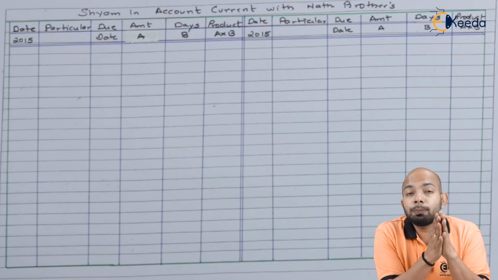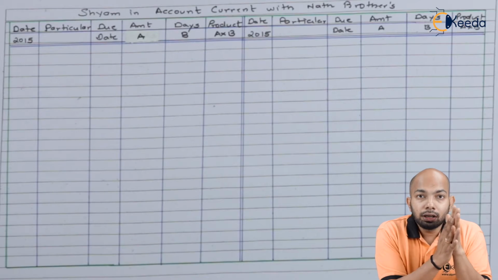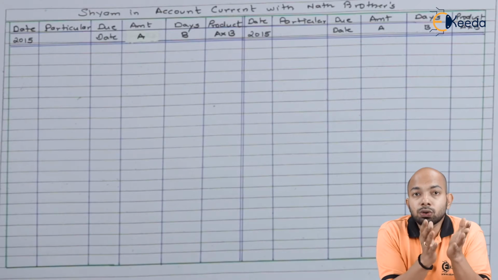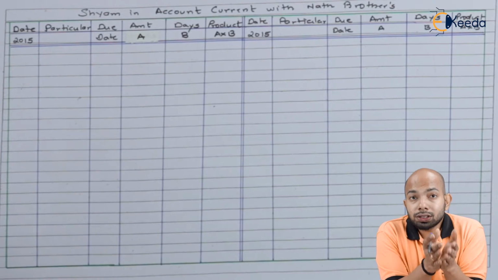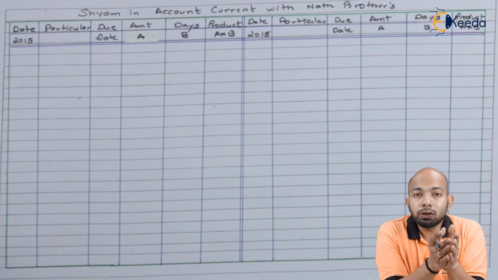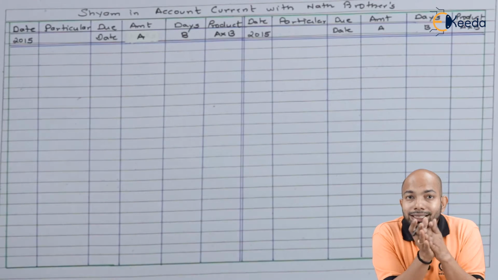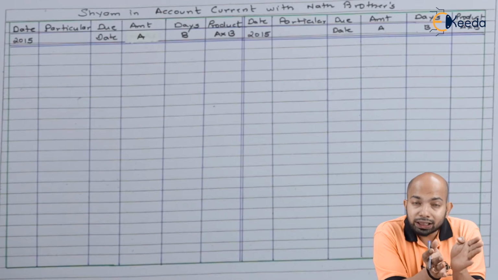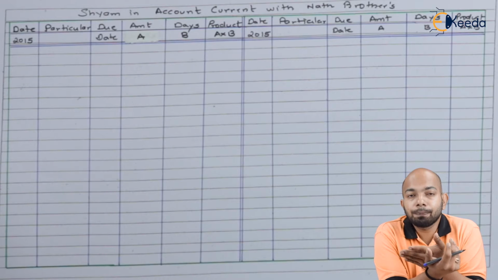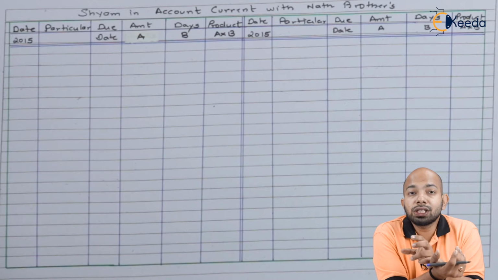So let's start with the posting of journal entries now. The first transaction refers to goods being sold. So let's start with that. When your goods are sold to Sham, accordingly you have to make the transactions. So it will be Sham account debit to sales account. This account is handled by Sham, so it will be like Sham account debit to sales account.